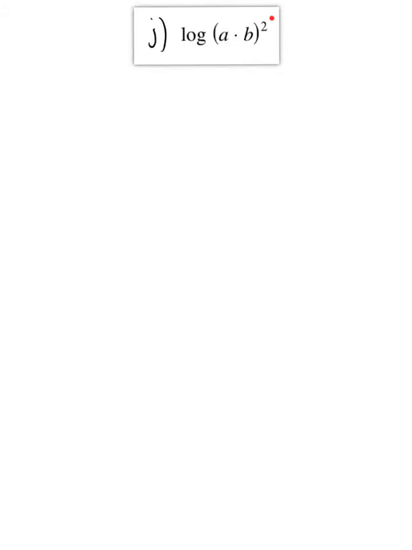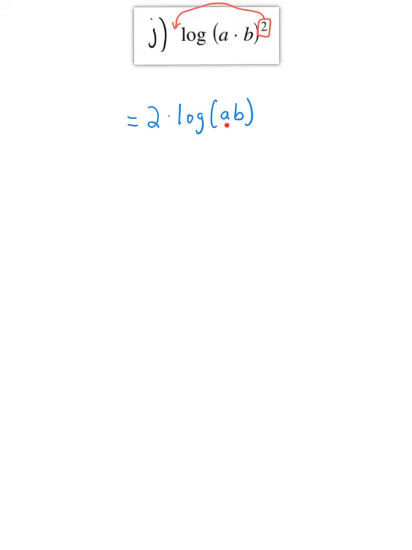Okay, so for this one, this exponent applies to everything, since these are in parentheses. It's the whole a times b that's being squared. So since the exponent applies to everything in the argument, we'll use the power rule first. We can take this exponent, bring it out front and multiply it by the log on the outside. So we rewrite this with the 2 multiplied out front of the log, and we just have a times b left inside.